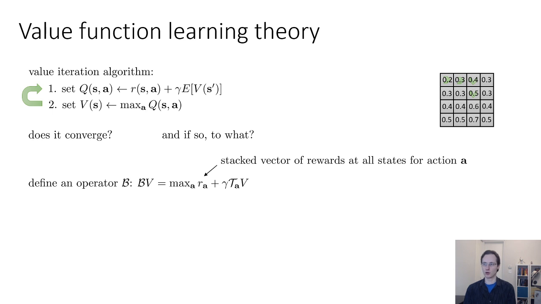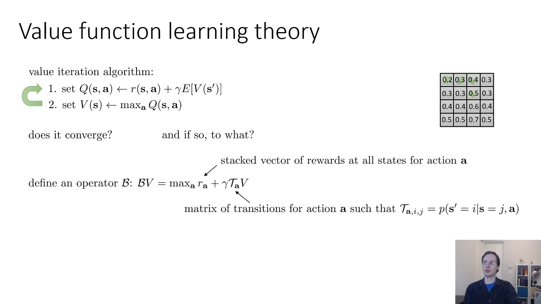So the reward is a stacked vector of rewards at all states for action A, and T_A is a matrix of transitions for action A, such that T_A,ij is the probability that S prime equals i, given that S equals j, and we took the action A.